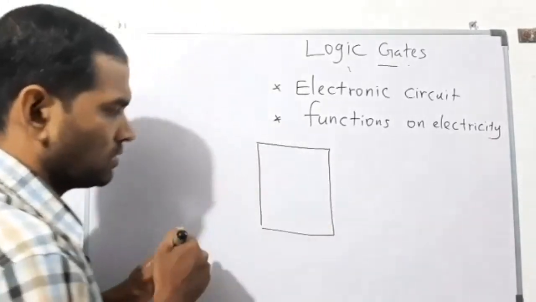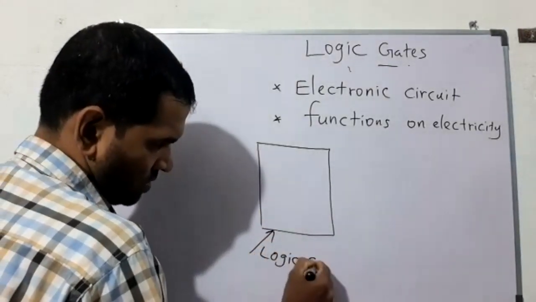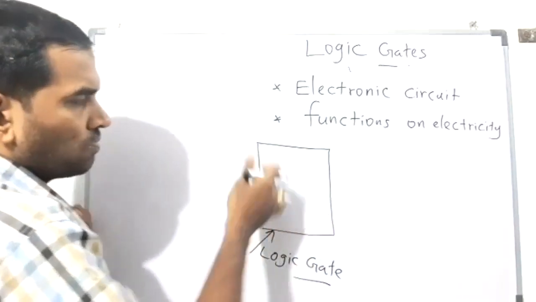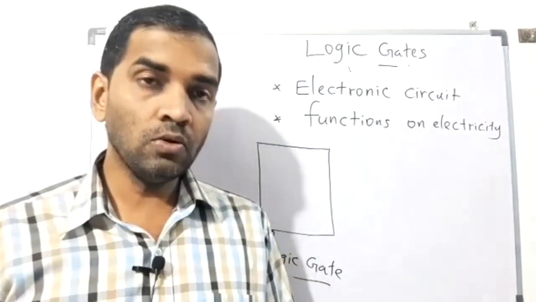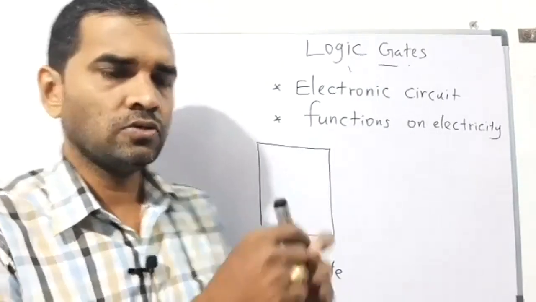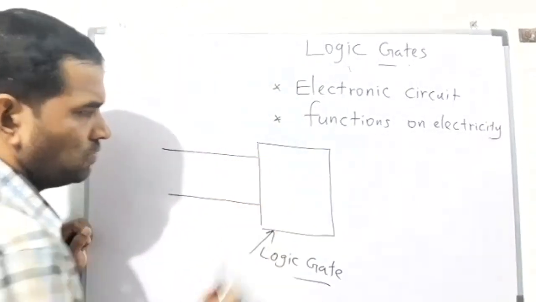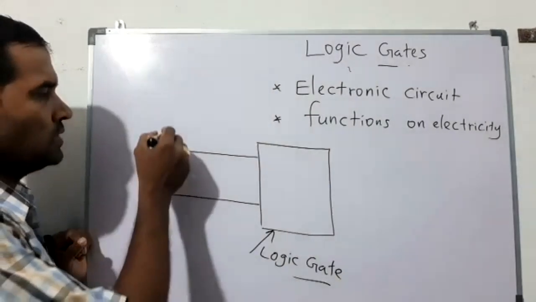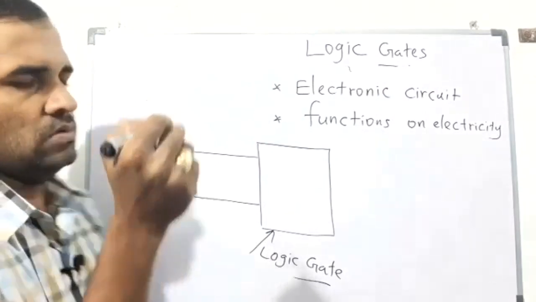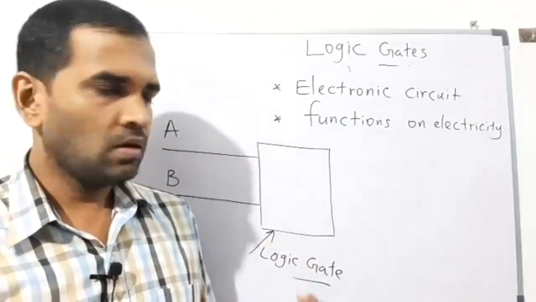So assume this is a logic gate, okay? Simply, it's a physical component. So now, how did I explain? Logic gates consume electricity, right? They need electricity. So assume I have taken two wires, okay? This is the first wire. Let me take it as A. This is the second wire, B, right? So we have two wires, wire A and wire B.